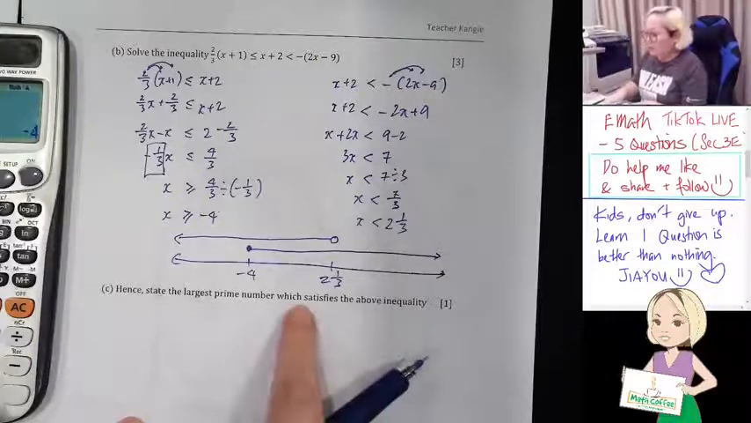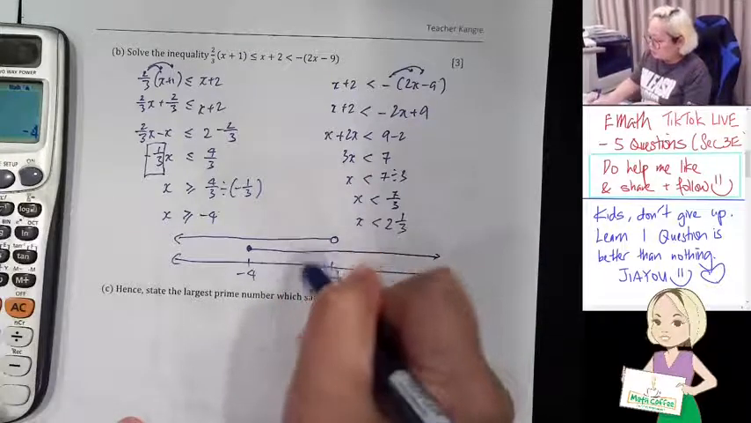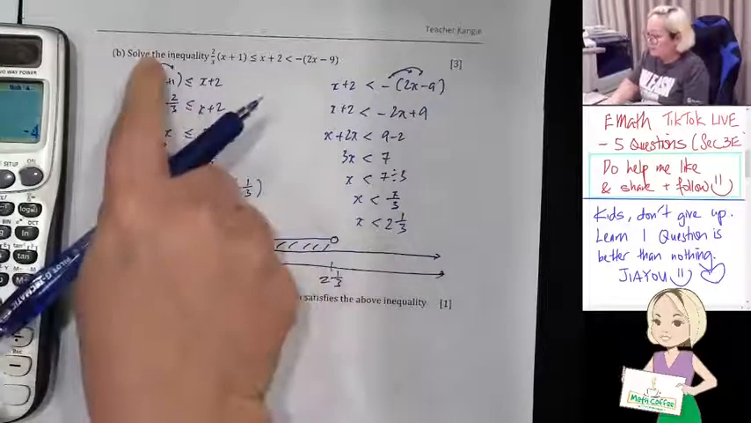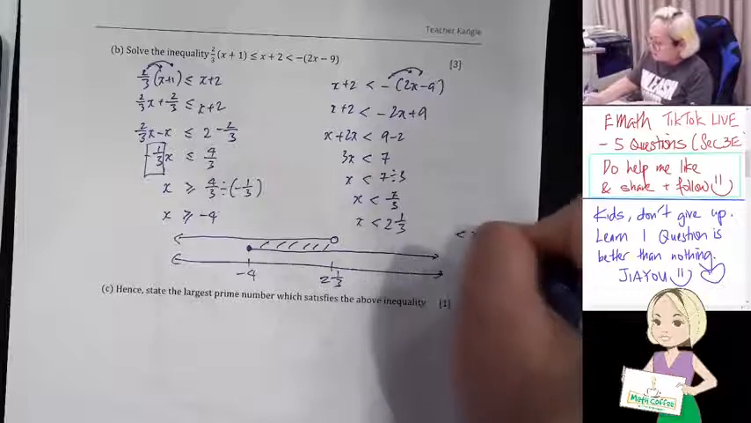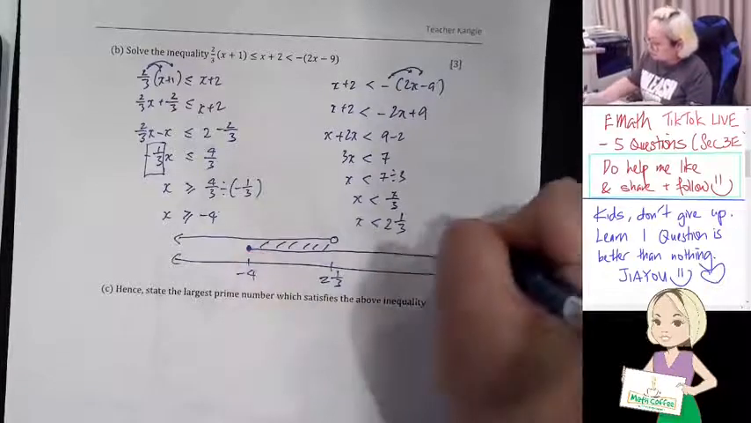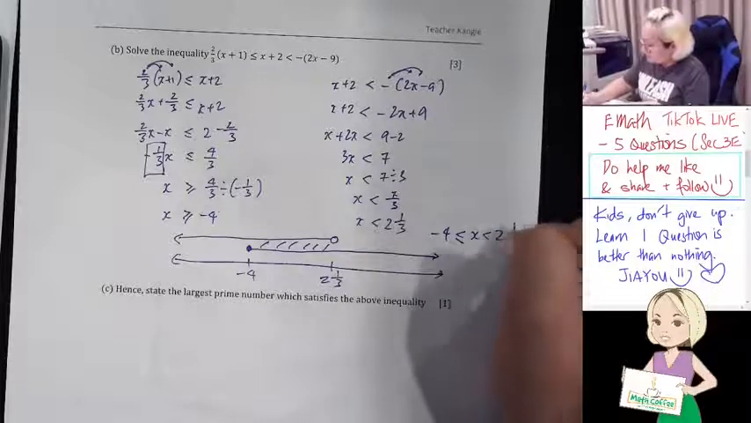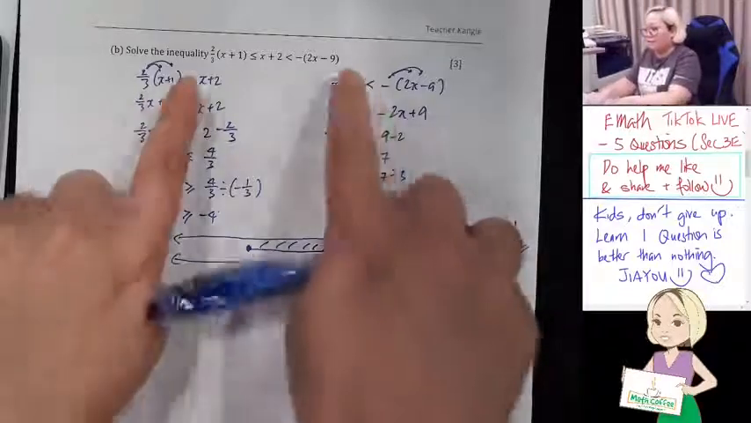Okay, then where is the region that has two lines? It will be here. So you know that the solution for this inequality is x between, this one got equal, right? And then minus 4 and then 2 1/3. So this is the range that will fulfill both inequalities.